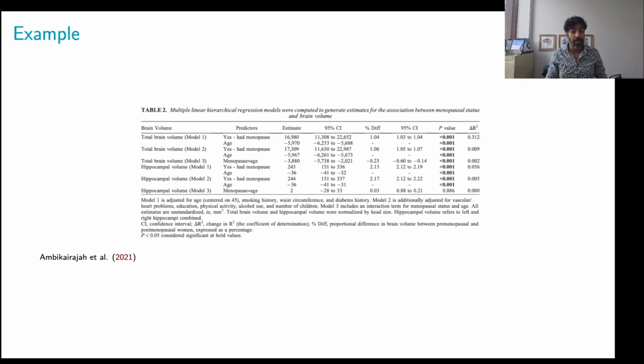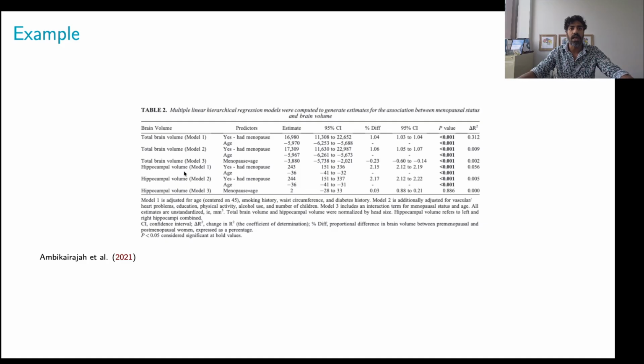I used the large UK Biobank study, which has 500,000 participants, and I looked at women who were premenopausal and postmenopausal, and I conducted some analyses to get a sense as to what is the difference in their brain volume. So just to orientate you, it's a multiple linear hierarchical regression model. So I did multiple models here to generate estimates for the association between menopausal status and brain volume. The first three models relate to total brain volume, then the next three relate to hippocampal volume, which is the area of the brain first impacted in Alzheimer's disease. And it's where features such as memory or spatial navigation are impacted.